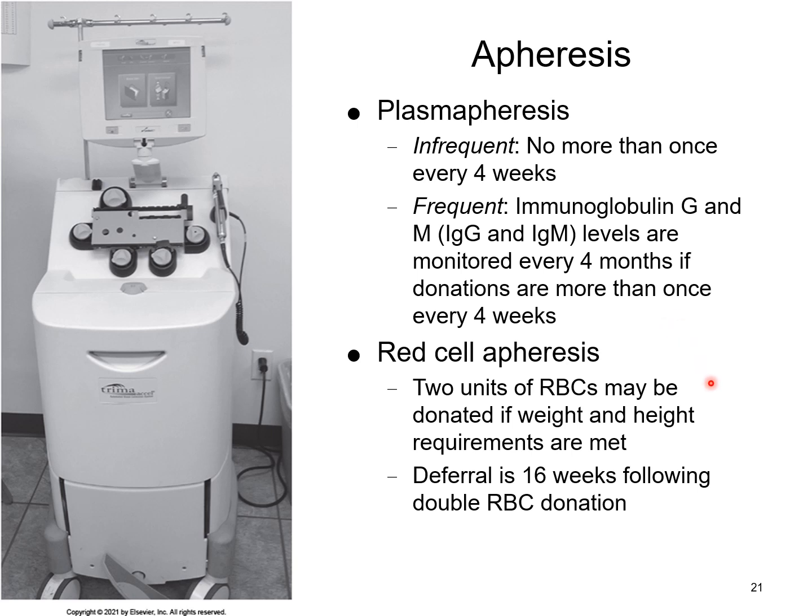And then red cell pheresis, what this actually does is allow you to draw 2 units of red blood cells off of one donor, and they have to meet certain weight and height criteria. So usually men that are built a little bit larger and women, they're going to be the ones that are eligible to do this type of donation. And then the deferral for them is actually 16 weeks following that donation of that double red cell unit.